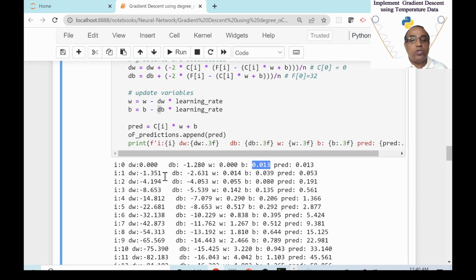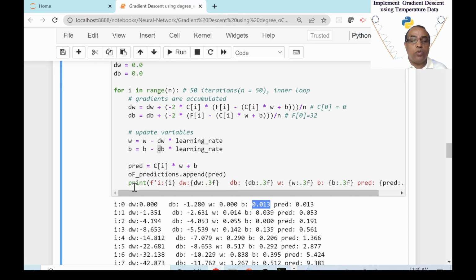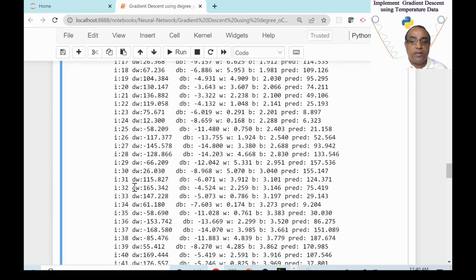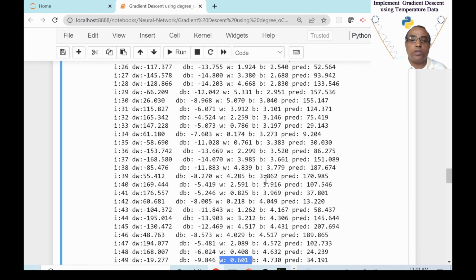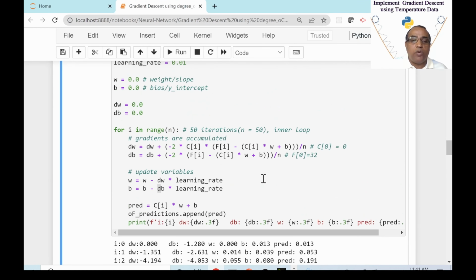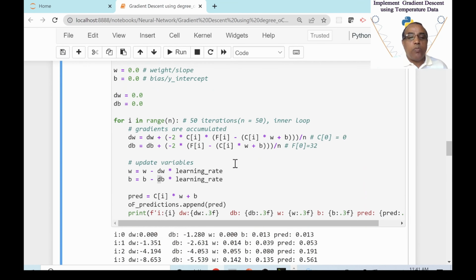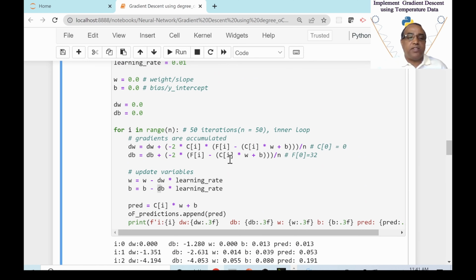Okay, so it will iterate until the loop ends. The last value for this iteration gives us W 0.61, B 4.73. So we're not able to get the right solution. So one loop alone does not implement the gradient descent algorithm. So we need to have 2 loops.